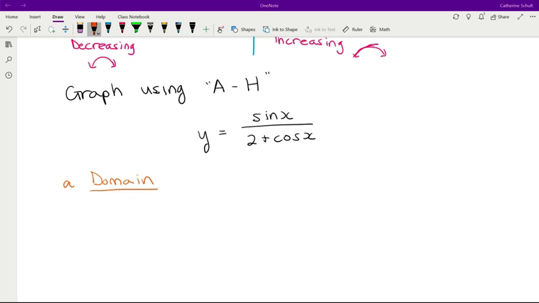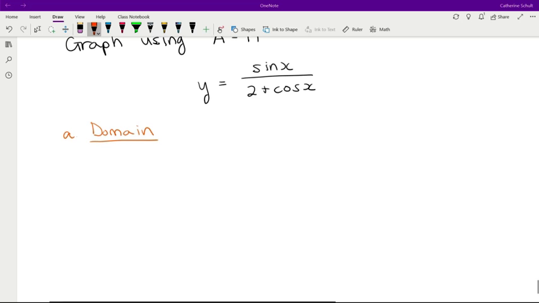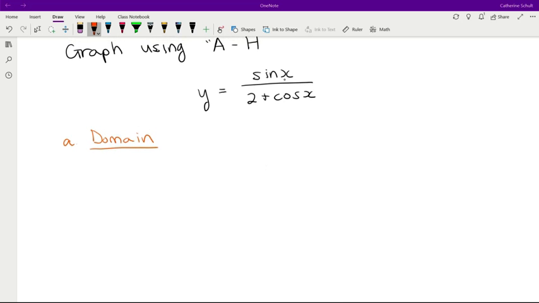Okay, so domain restrictions, well, let's see. We don't want the denominator to be 0, but it will never be 0 because cosine only goes from 1 to -1, right? And so since we're adding a 2, it's never going to get down to 0. So our domain is all real numbers.